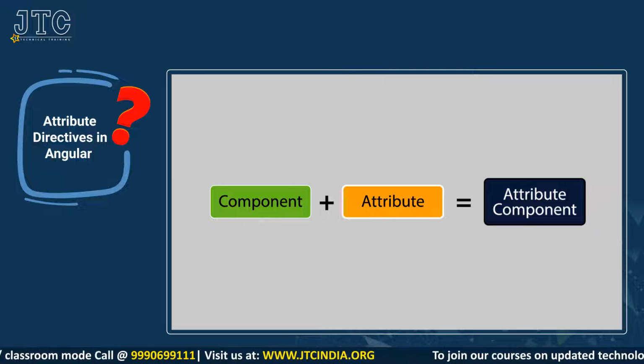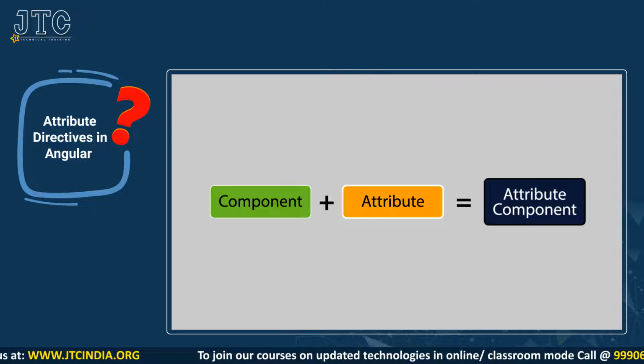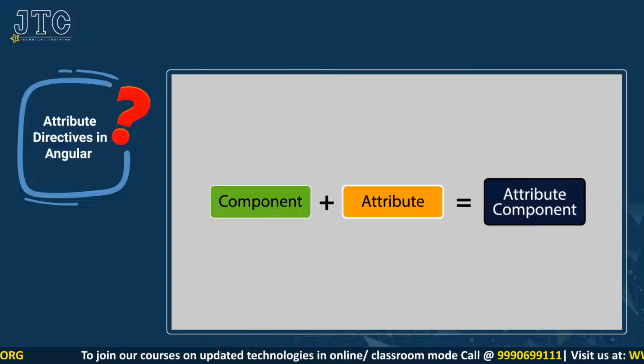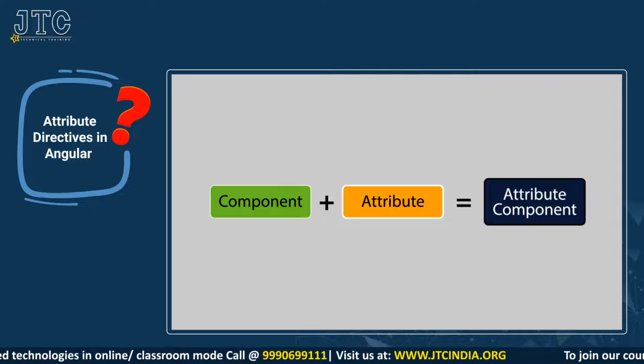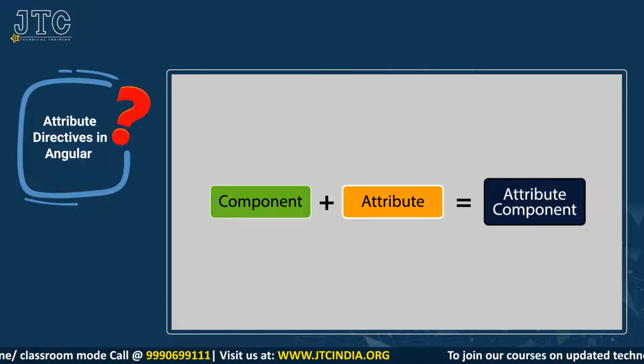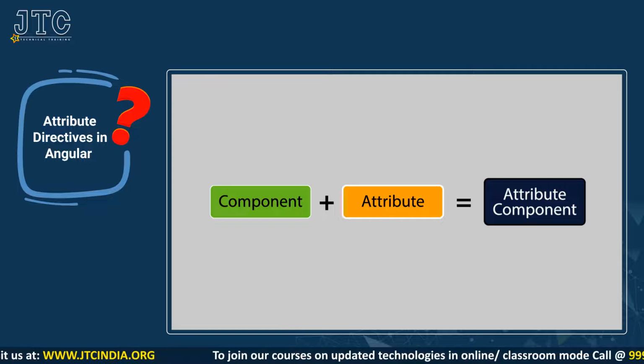So yeah, and why are those attribute directives used? Basically I want to provide some common functionality on hovering. I want some common functionality on, let's say, change of an event. I want a common functionality on clicking of a particular button, and so on. There could be multiple use case scenarios for this.